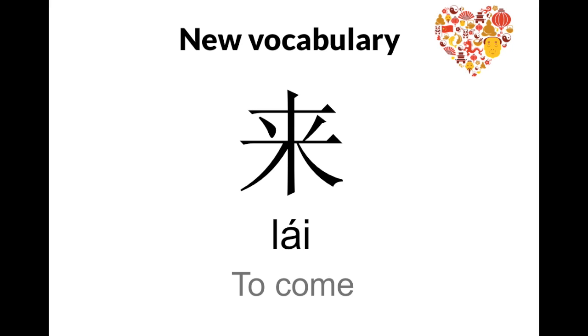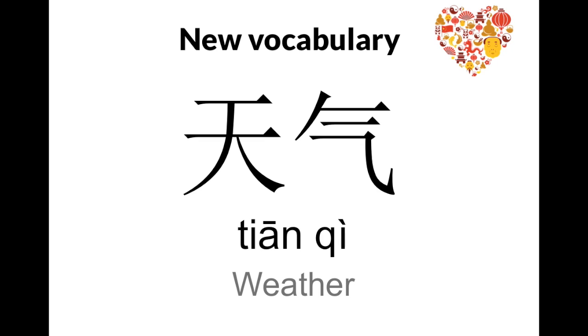来, second tone. 来, to come. 天气, weather. First tone followed by fourth tone. And 天 means heaven or sky, and 气 means steam or gas. And since a lot of weather types are basically just steam doing stuff in the sky in form of clouds, I think it's a pretty logical way of saying weather. And also, just like in the West, this is a great subject for small talk. So if you find yourself in an awkward silence, just talk about 天气.